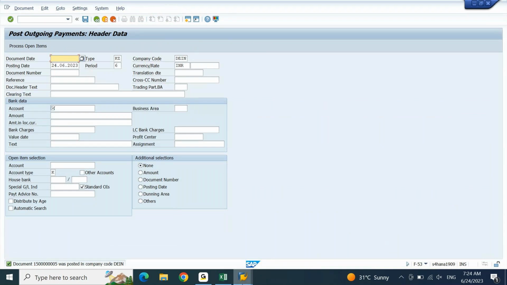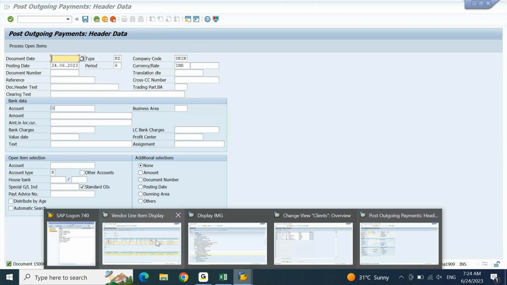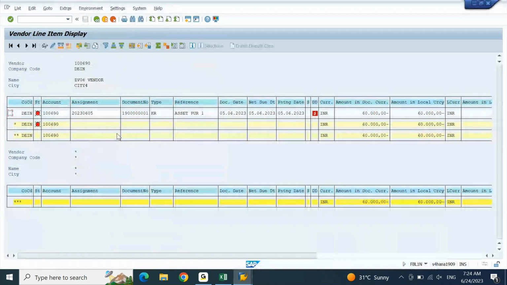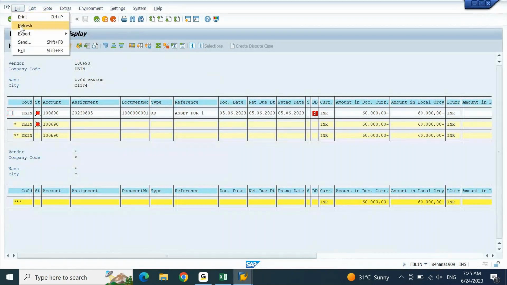Let me go to the vendor line item report. I'll do a refresh. When I do a refresh, I'm expecting a 40,000 balance here. Click on document list, refresh. It is giving 40,000 here, but this 40,000 is showing as due. But your original invoice was overdue, correct? Our original invoice was overdue.